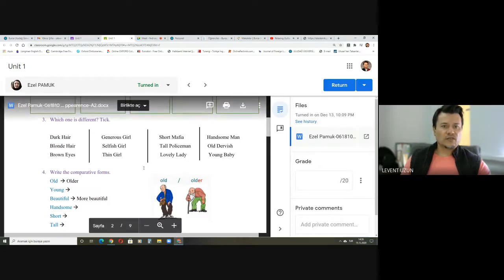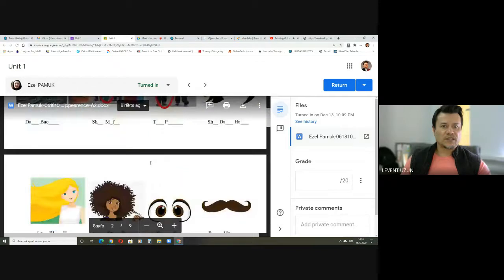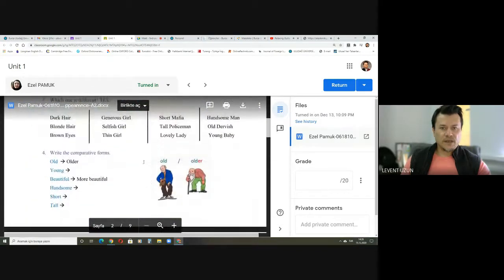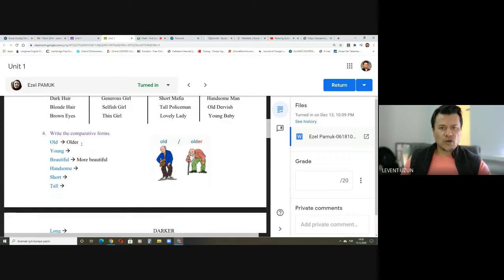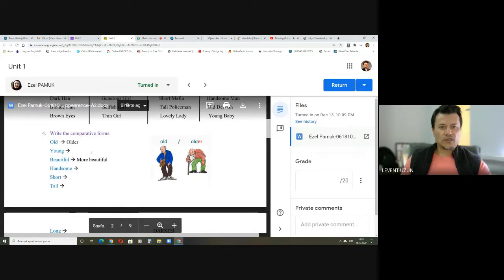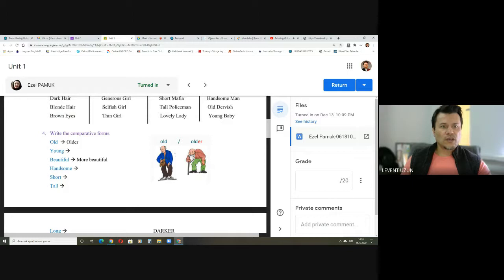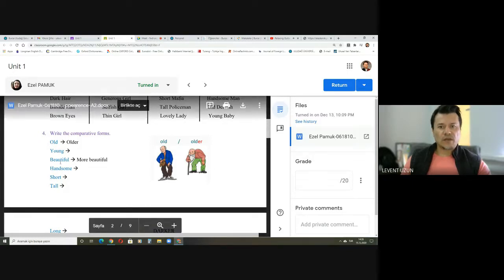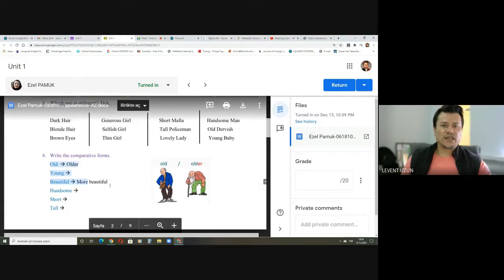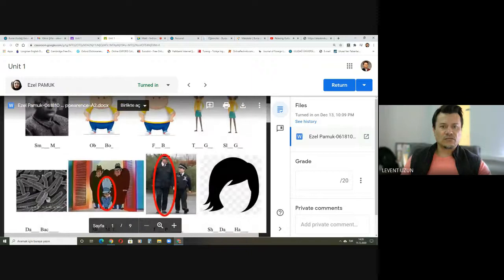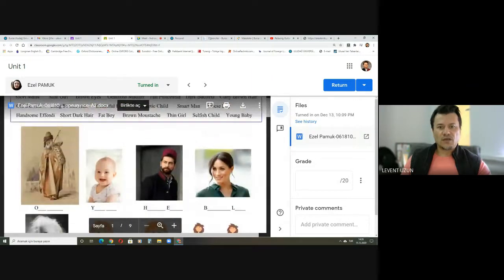So again, this is not consistent with the previous parts. The other one, write the comparative forms: old, older. Okay, so old, older. So we see the point here. Old, young, beautiful, handsome. Very nice. So you've got this here that is related to this part somehow. Okay.